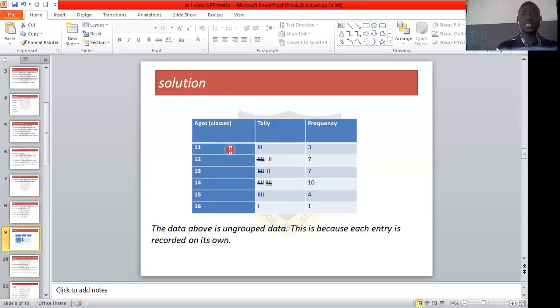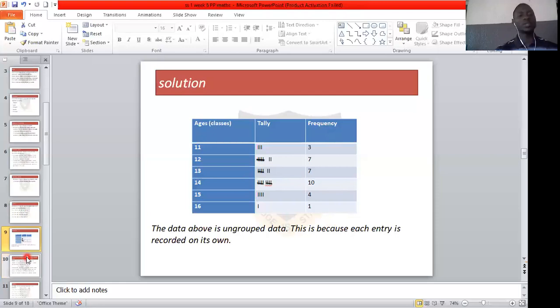A frequency table has 3 columns. The first one is the variable column. The second one is the tally column, and you know how to prepare your tally: 4 strokes, and the fifth stroke crosses them. You count the strokes out and write it in numbers in the frequency column. And this is what we talk about as ungrouped data. I told you that this is the exact value.